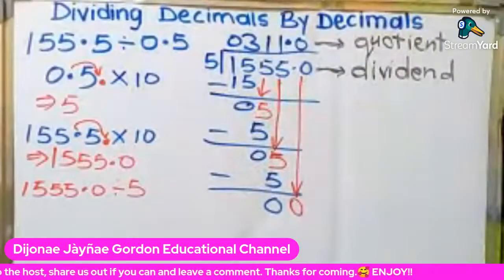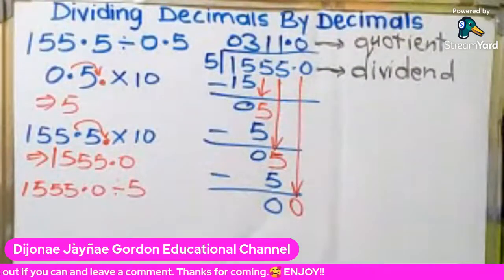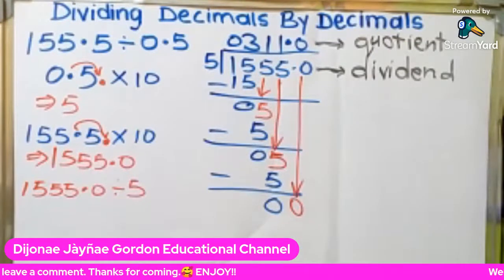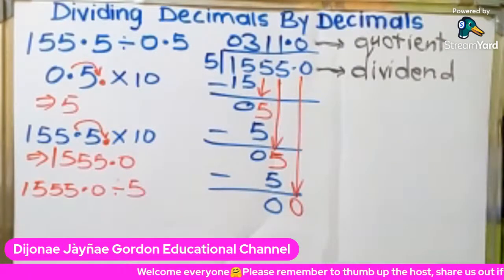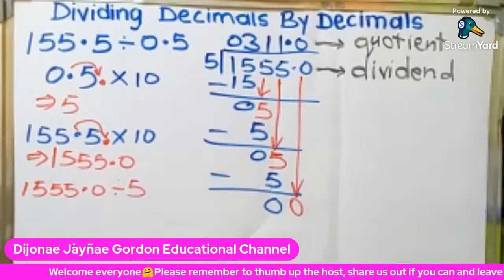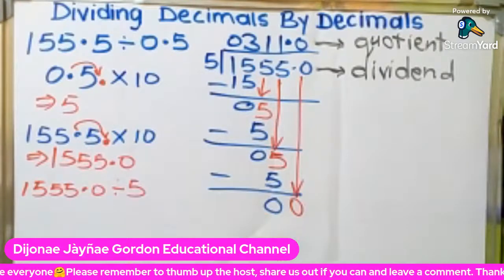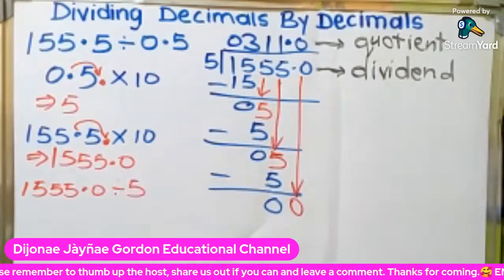So in this case, our quotient is 311.0, which is the same thing as 311. All right? So that is the end of this problem. All right, you realize we have 0 remaining right there. That's the aim at all times.